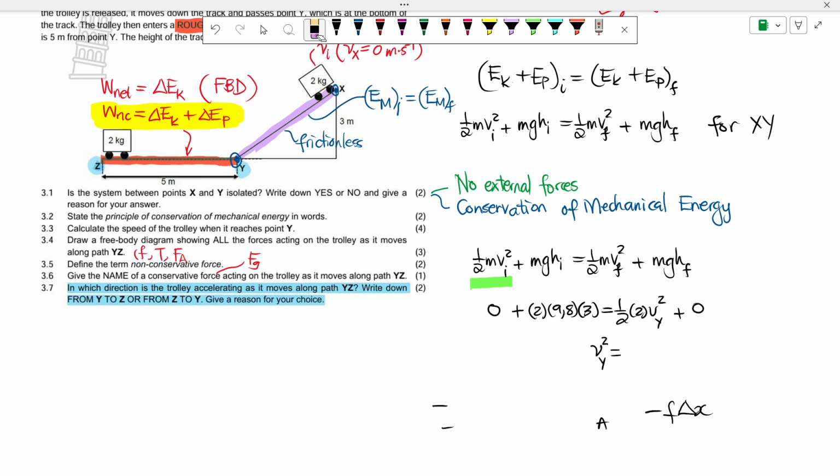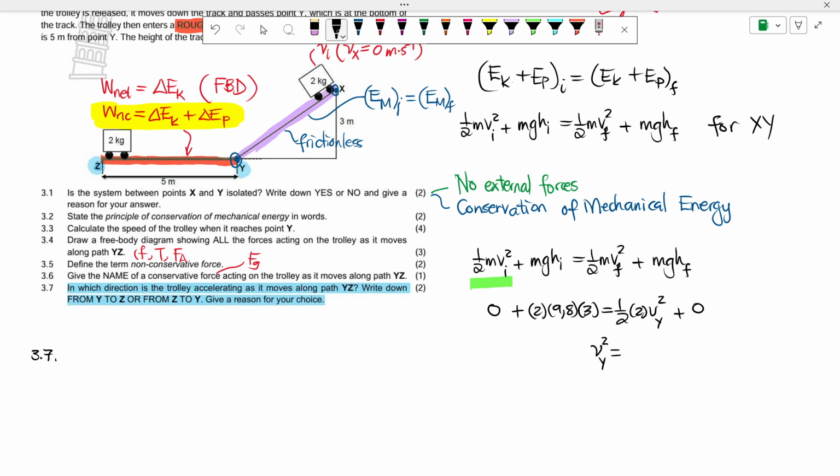Okay. Then let's look at the last question quickly. In which direction is the trolley accelerating as it moves along path YZ, from Y to Z or from Z to Y, and also give a reason for your choice. What do we think? On the path Y to Z, is it accelerating towards Y or towards Z? Anyone who has an idea? I say towards Z.